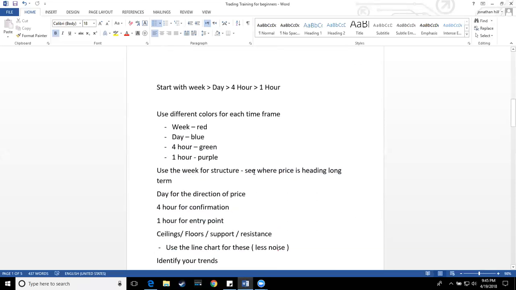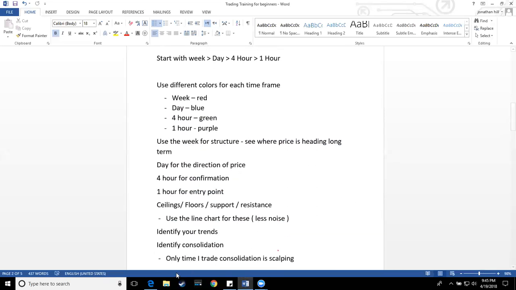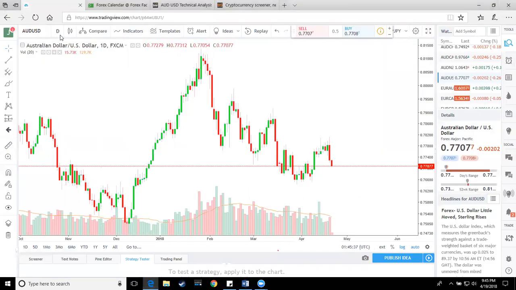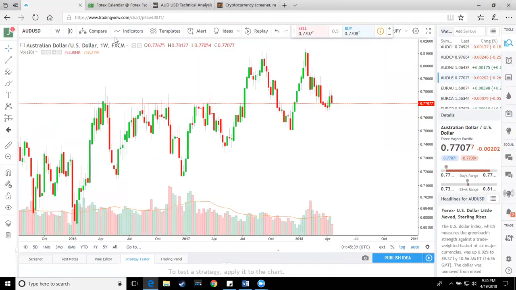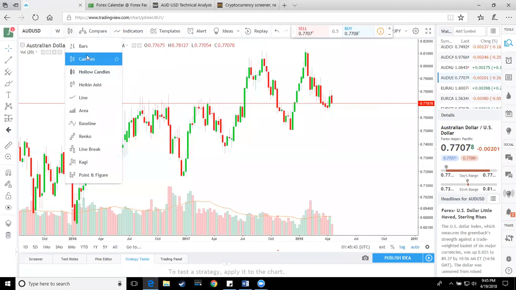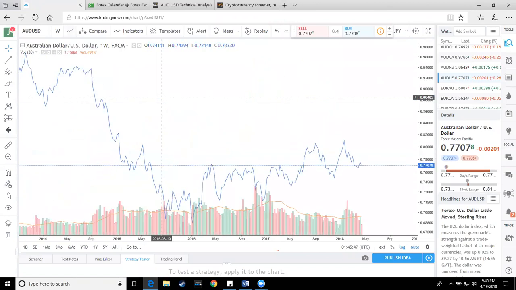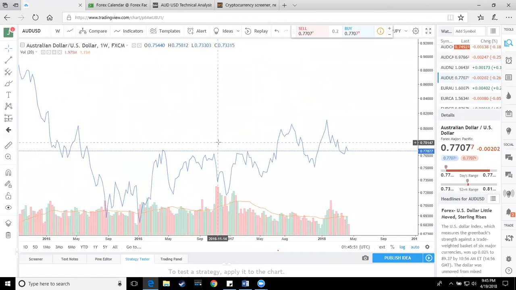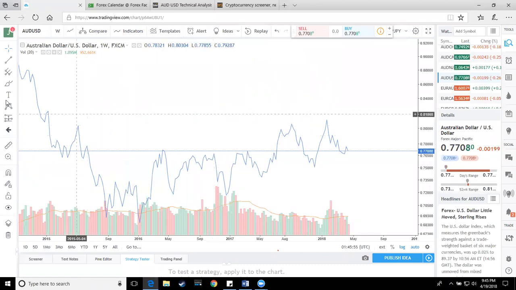And now, getting into where I start when I'm trading, I always start with my week chart. The reason I start with my week chart is because I'm looking for structure. I also switch to a line chart just because it's easier. With that noise thing I was talking about, you don't want a lot of noise when you're first getting started.